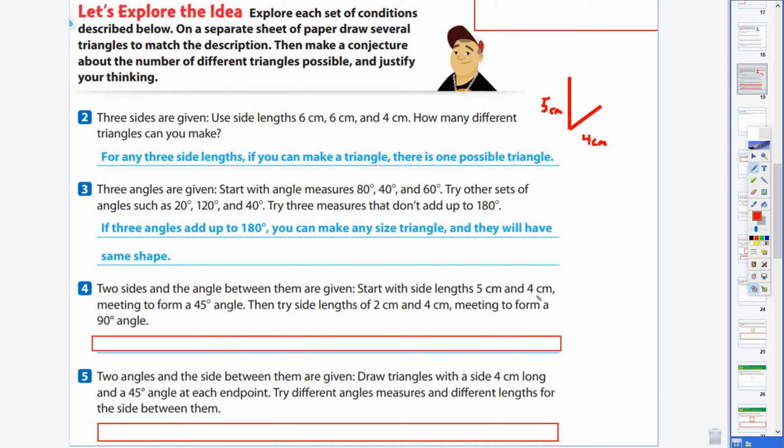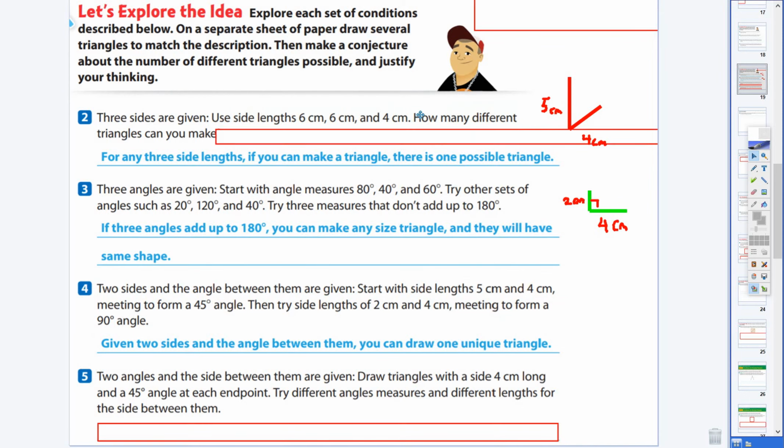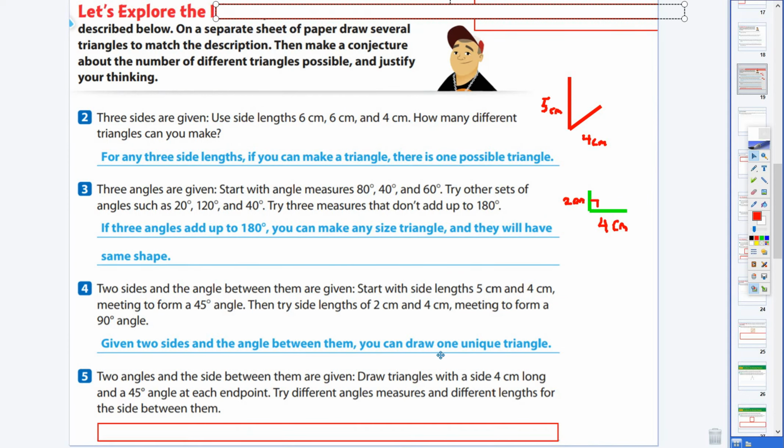Think about that. Then try 2 centimeters. Let me do a different color here. 2 centimeters and 4 centimeters. Let me write the units so we're all on the same page. 2 centimeters and 4 centimeters, and they form 90-degree angles. Think about that. Given 2 sides and the angle between them, you can draw one unique triangle.